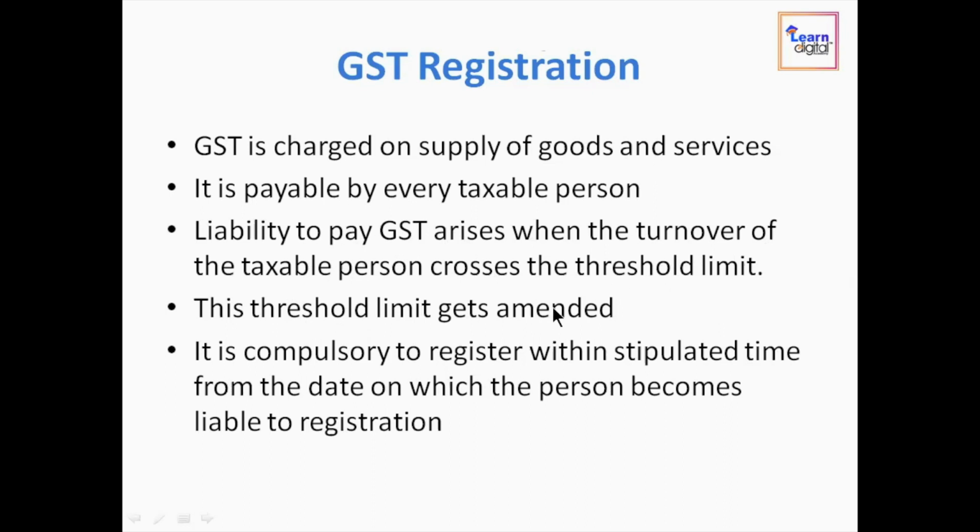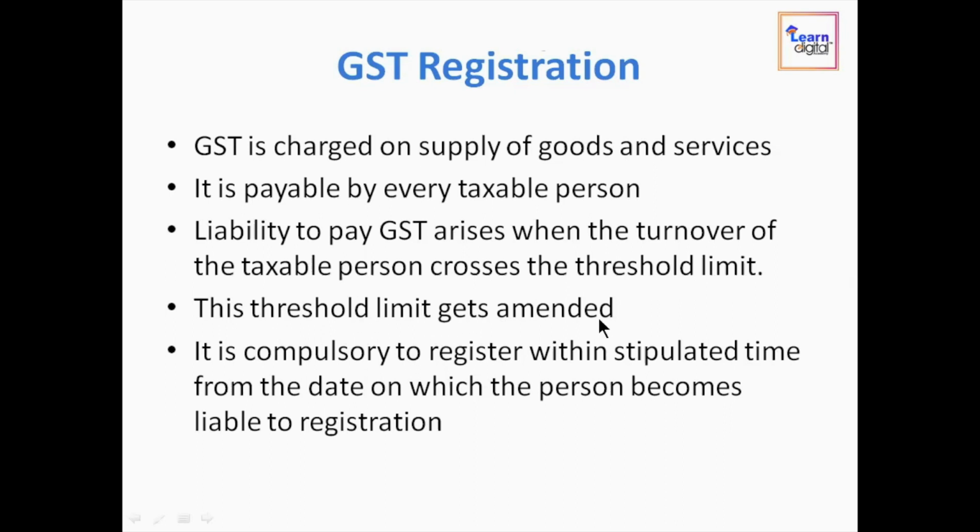So, what are the amended rules that we can check, that we can Google for this? Liability to pay GST arises when the turnover of the taxable person crosses the threshold limit. The threshold limit at present is 40 lakhs. In some states it is 20 lakh, and in other states it is 40 lakhs. So it also gets amended from time to time.